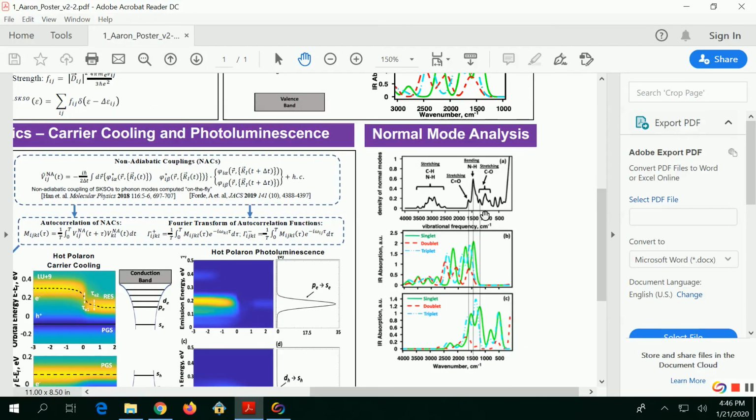Over on this side, what's plotted in this top panel is the normal modes of vibration, and the bottom panels for a negative and positive polaron display the IR absorption that was shown earlier. The reason we plot IR is because it gives an idea of where the energy is. Essentially, we're looking for resonances between the normal modes and the optical transition energies to see if we can find any trend there.